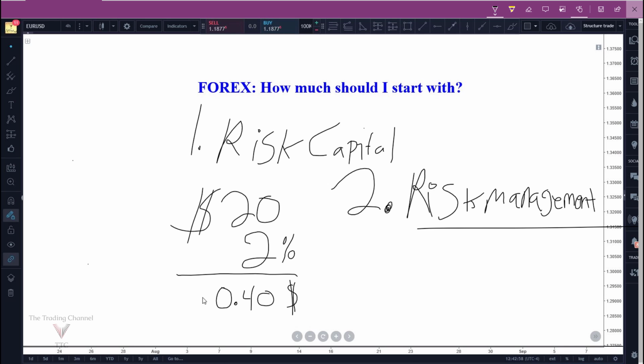But this amount of money, winning and losing 40 cents per trade, and maybe you have a 2-to-1 risk reward and you win 80 cents per trade and lose 40. That's not going to give you any kind of emotional stimulation. So there's really no point at all in starting an account with $20. And honestly, in my opinion, there's not a point in starting an account with small numbers like this anyway.